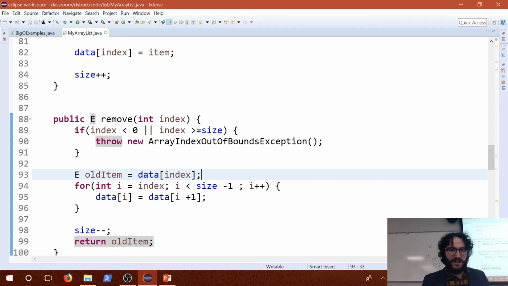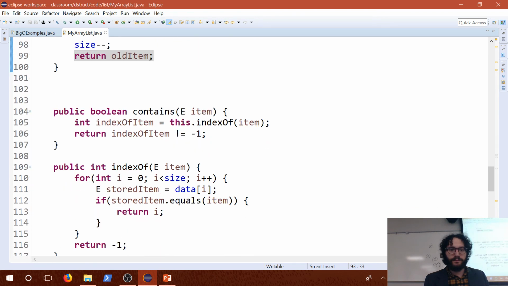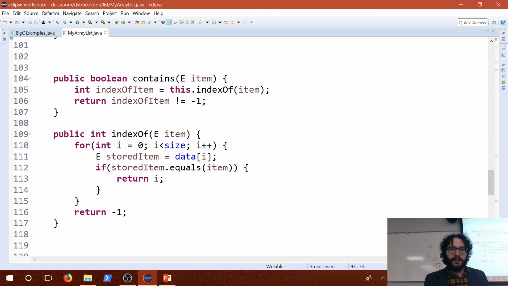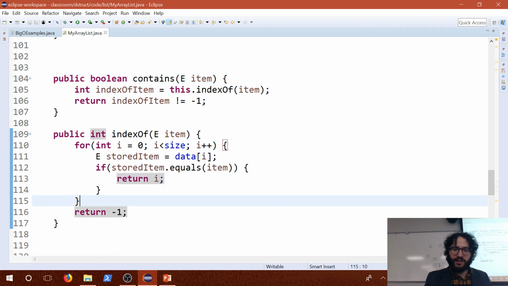So in this case, the removing is going to generally be somewhere in the middle. We're going to move half the items over, which means it takes n over 2 operations, which is O of n time. Checking if it contains it, well, you have to check every item, so that's going to take O of n time. Contains uses index of, and to find the index of something, we have to check potentially every item, which means we have to do a linear time operation.